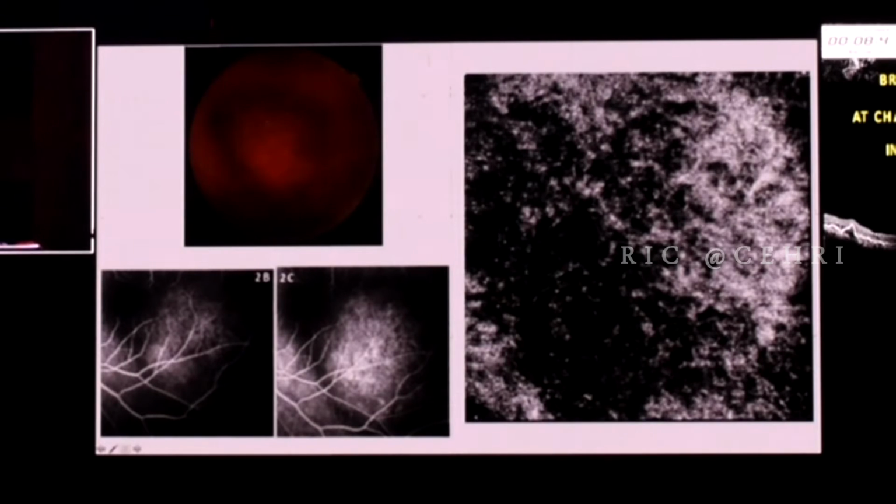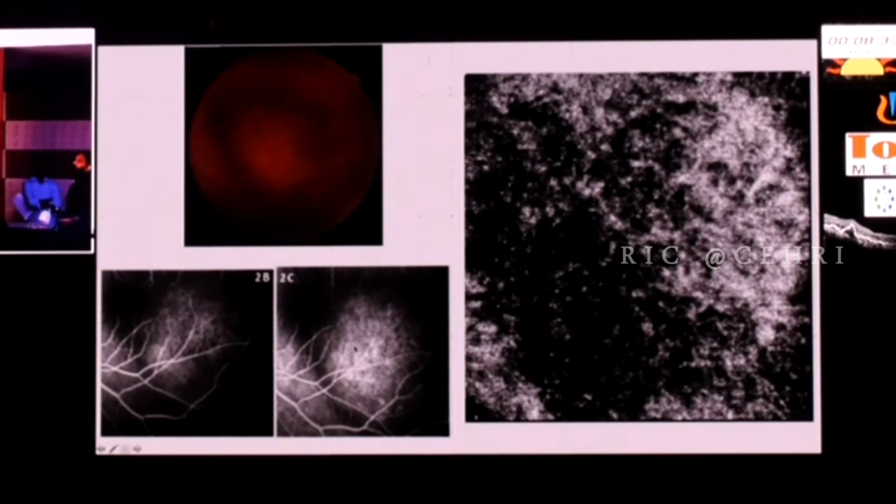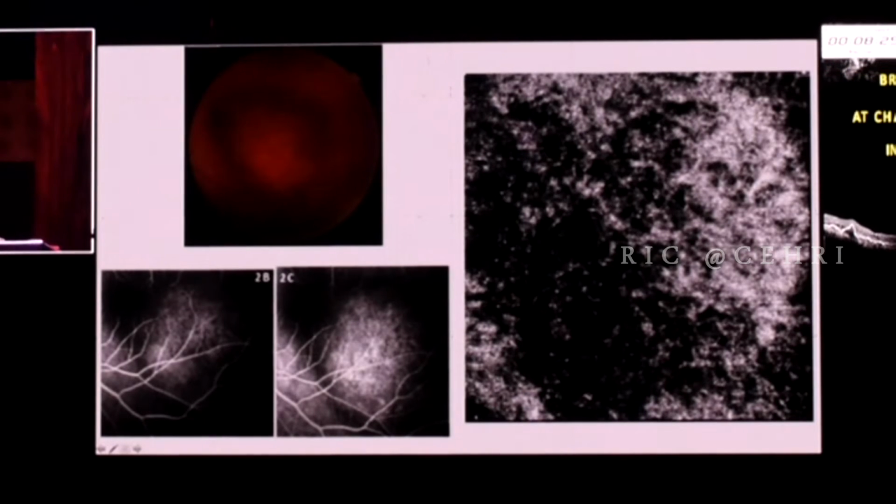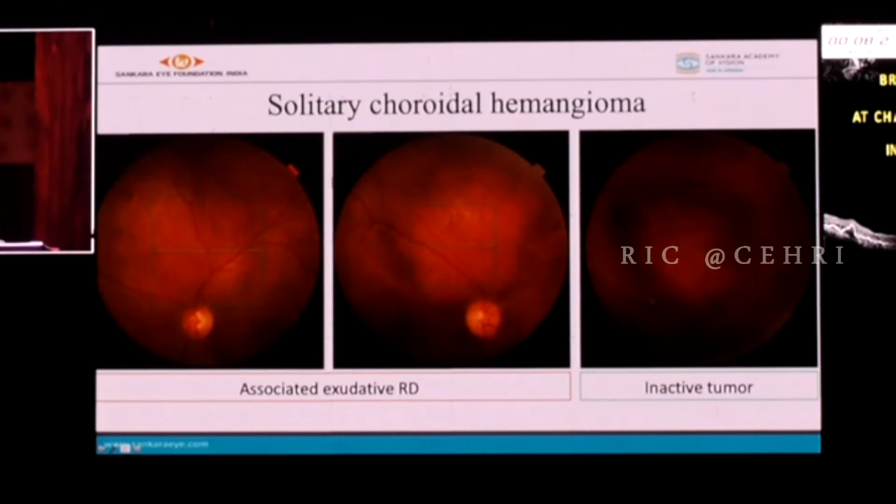This is another tumor, just temporal to the fovea, a solitary choroidal hemangioma. As you can see on the fluorescein angiogram, it does not leak much. These are images from our publication. So it does not leak much. And if you were to see the OCTA of the corresponding tumor, the signal void areas, the black areas, are much more than the white areas. What is the relevance? We'll soon see.